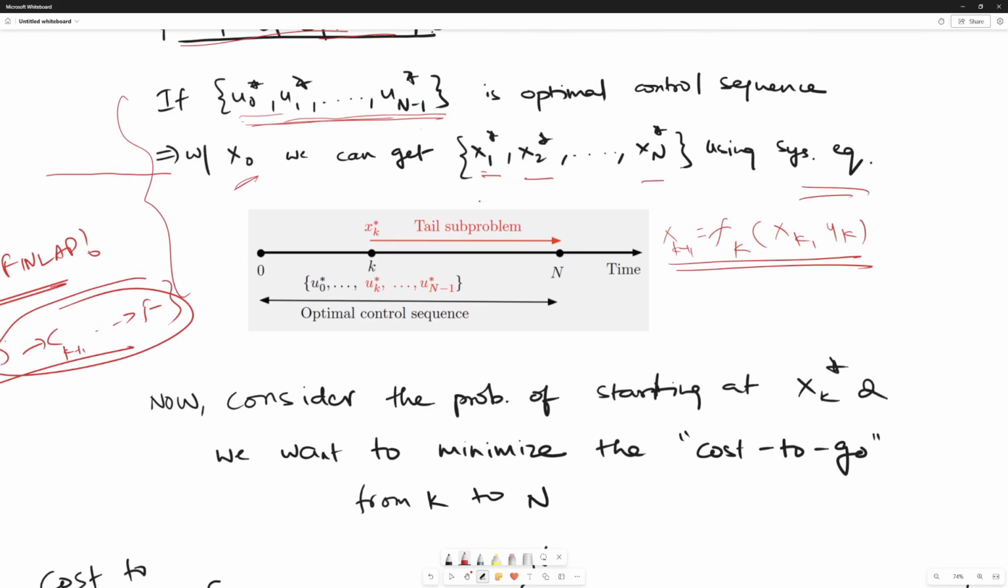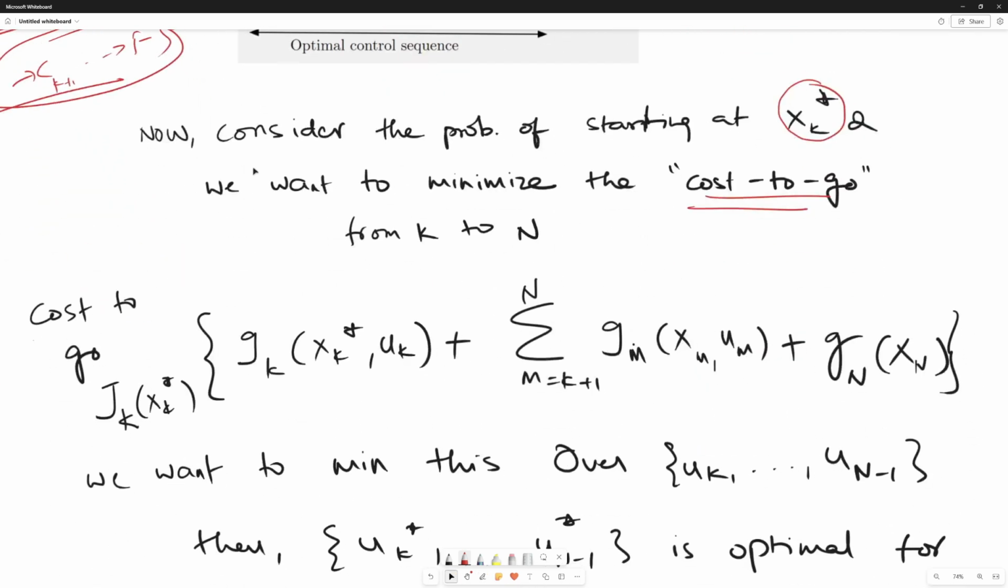states, correct? Now I want to consider the problem of starting at xk, and I want to minimize the cost to go. The cost to go is basically the cost to go from xk star to the terminal state. So you can write, this is how it is represented, jk of xk star. This is the cost to go from the kth stage and the state xk star, correct? Basically, I'm asking the question: I'm at Dubai, I want to go to the terminal state of Finland. What is the optimal cost to go, or what is the cost to go?